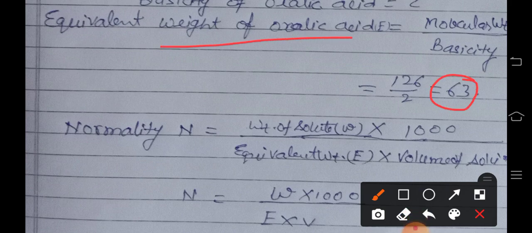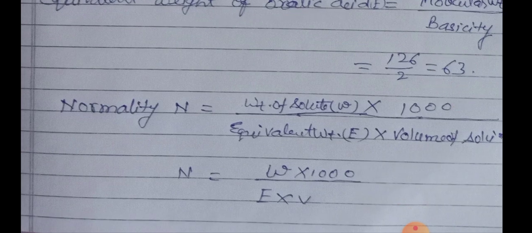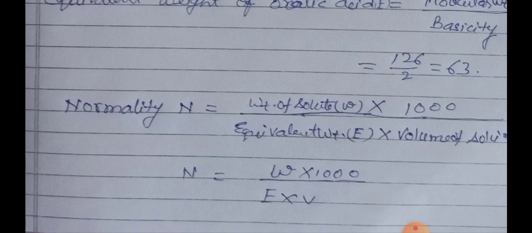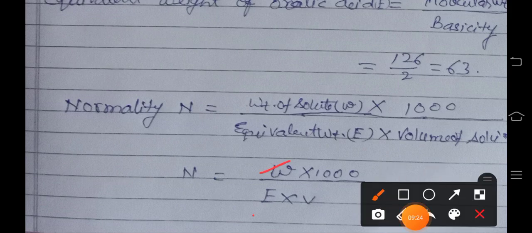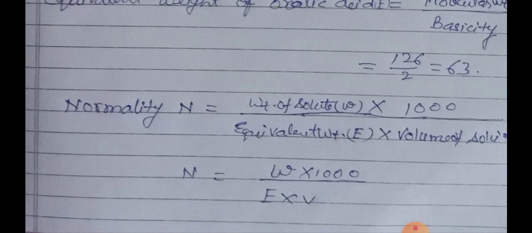Now we use the formula: normality is equal to weight of solute divided by equivalent weight of solute, that is E, into volume of the solution. The volume of the solution is in milliliters, so the numerator is multiplied by 1000. In short form we can also write W, that is weight of solute, into equivalent weight into V into 1000. Now we put the values.